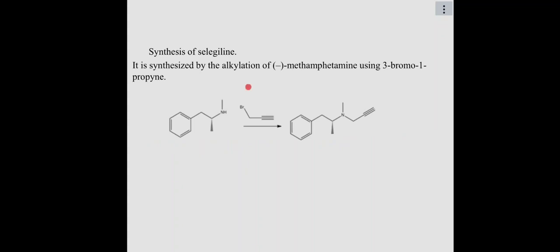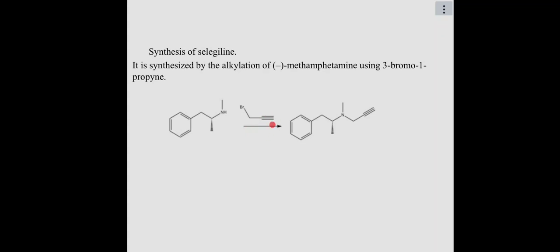It is synthesized by alkylation of methamphetamine using 3-bromo-1-propyne. So if you look at that, this is methamphetamine. Because of that methyl group and that methyl group, it becomes methamphetamine. If it had a hydrogen there, and of course the methyl group there, that is amphetamine. So it's an alkylation process of methamphetamine using 3-bromo-1-propyne.